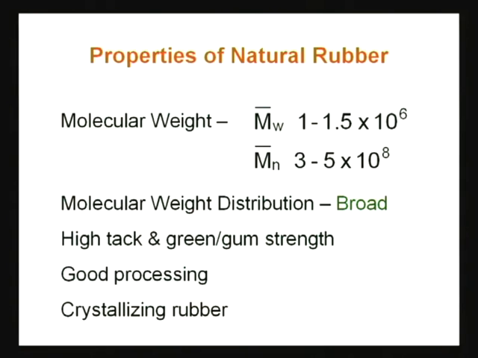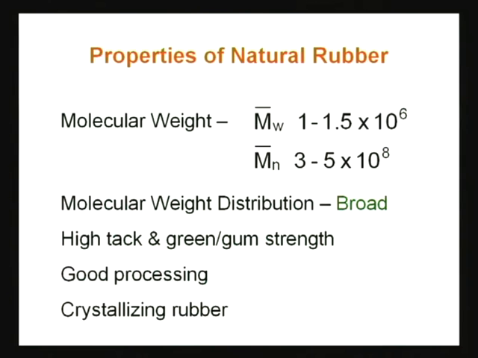You know its structure. Properties of natural rubber: its molecular weight is given here, two different kinds, weight average molecular weight and number average molecular weight. This number average molecular weight value is wrong here. It will be less than 10^6, in fact 10^4 to 10^5 of this order. The molecular weight distribution is broad, and high tack and green strength are required.